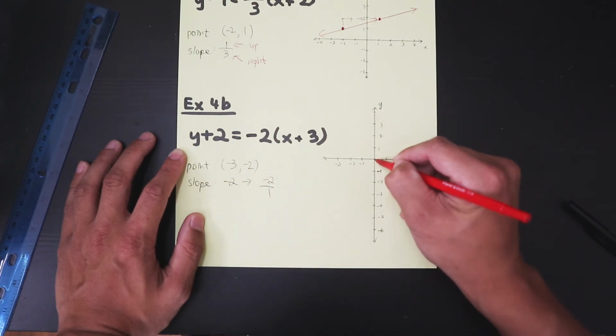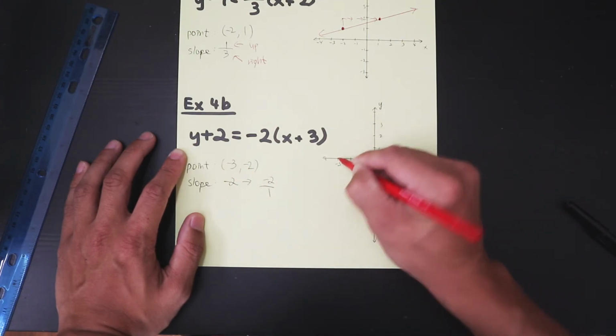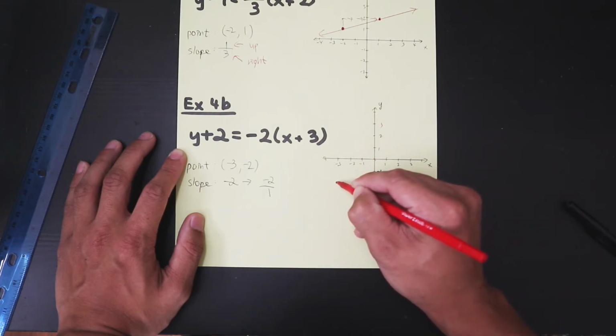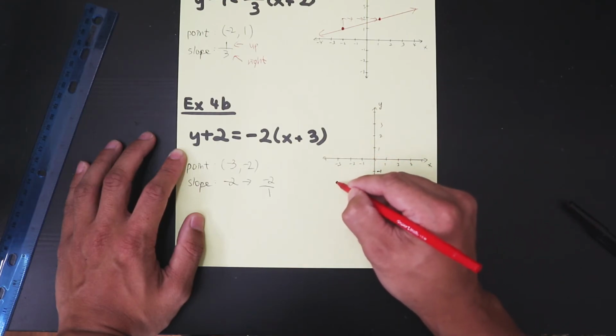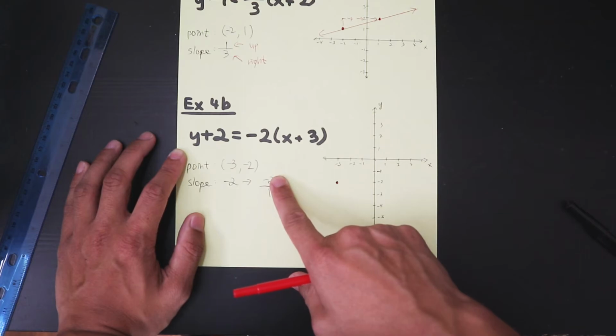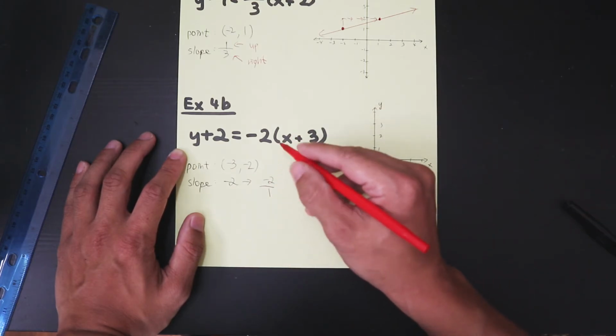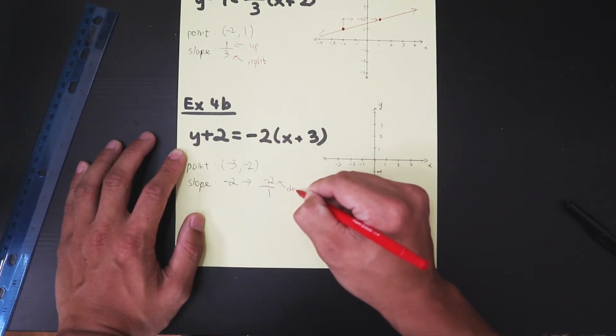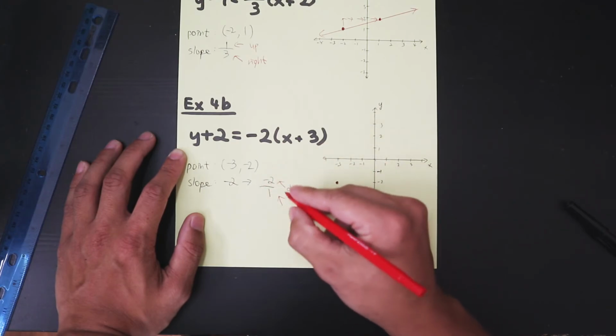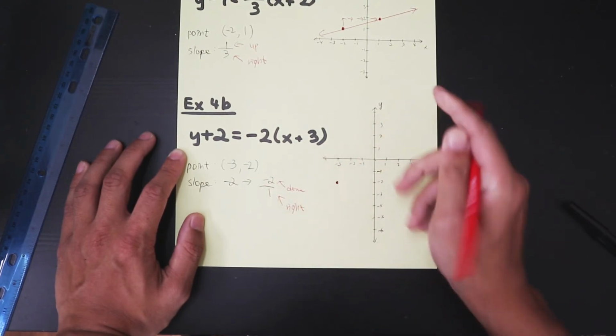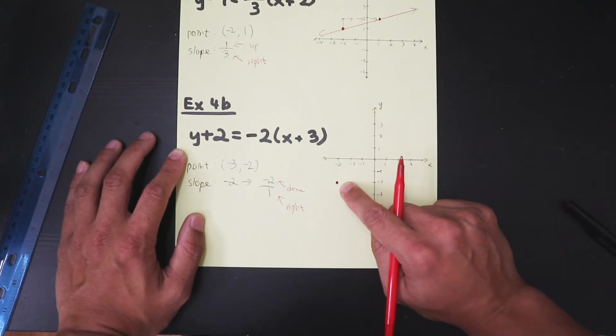So from the origin, you move 3 units to the left and then 2 units down. So this is the ordered pair (-3, -2). And then from here, the slope tells you to move certain places. Well, this -2 tells you that it's moving down 2 units, and this one tells you to move to the right 1 unit. So you're starting at this point, and then you move 2 down and 1 right.